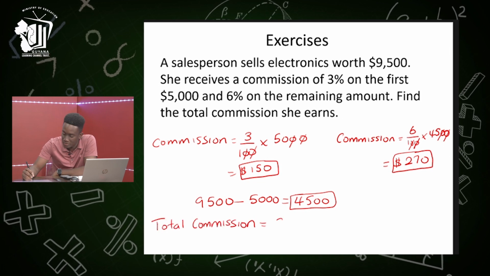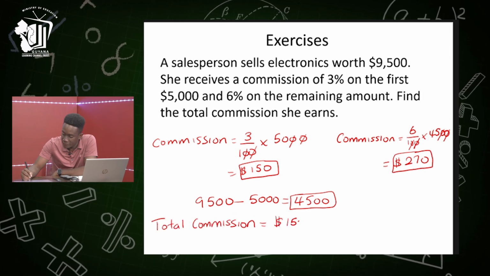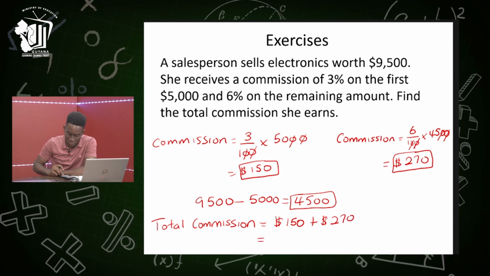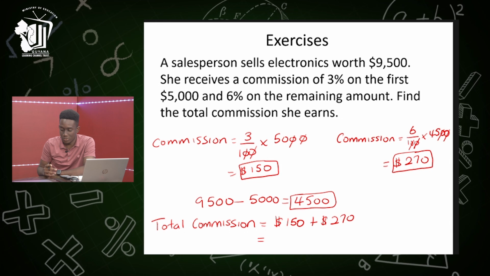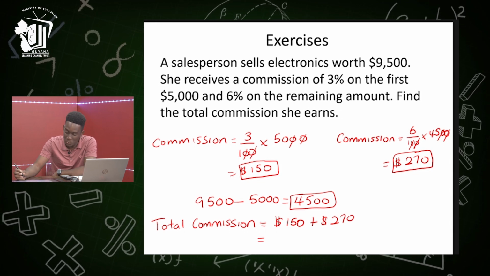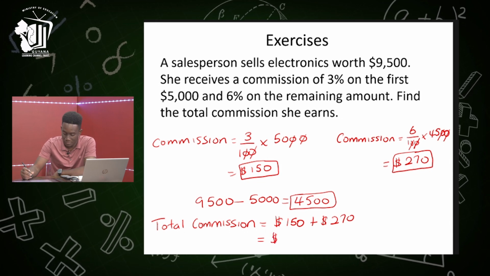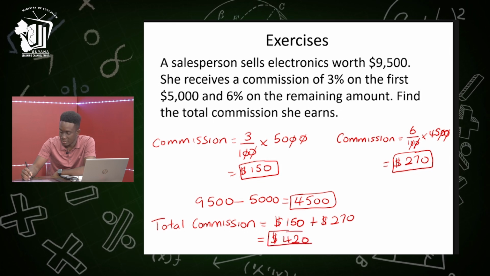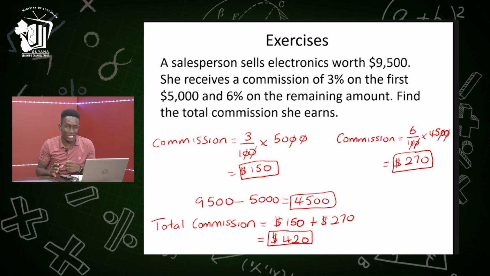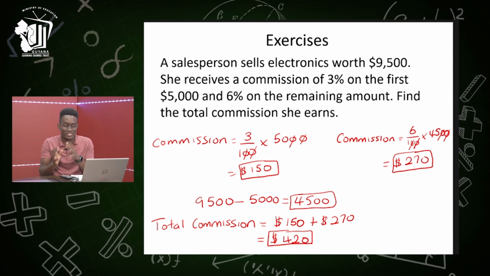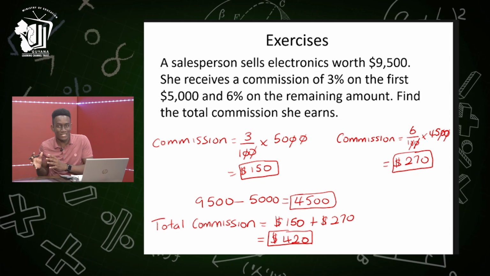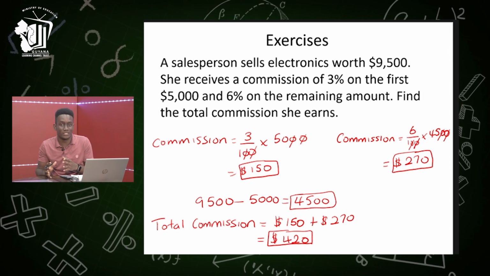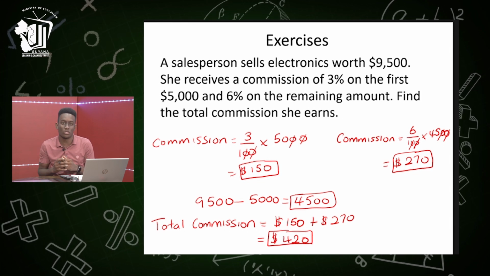The total commission will be $150 plus $270. So when we add up 150 plus $270, we see that she will earn a total commission of $420. So we saw in this example, we had to find a percentage on the first set of money, and then for the remaining set of money, we find the other percentage, and then we add all together, and that will give us the total commission.